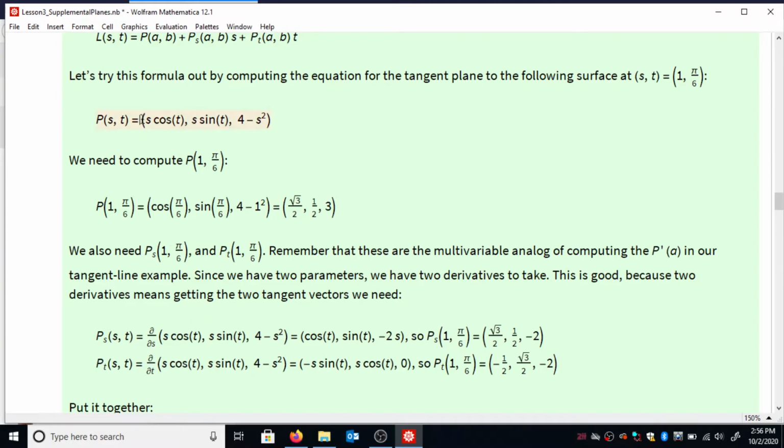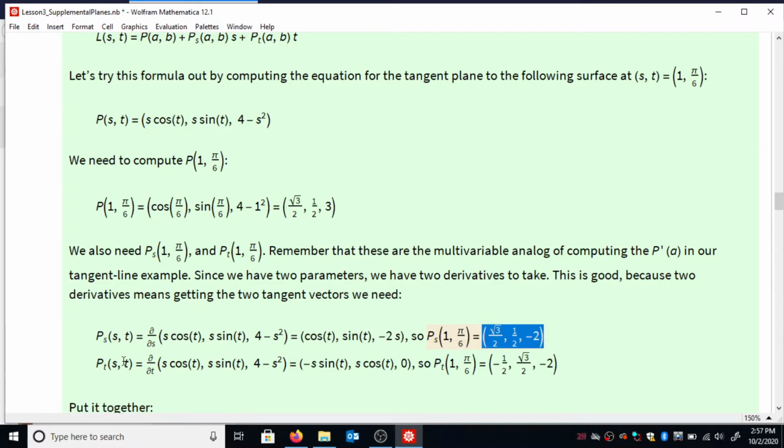All right, so my surface is s cosine t, comma s sine t, comma 4 minus s squared. So I'm going to take the partial derivative of this equation with respect to s here. Okay, well, what's the derivative of s cosine t with respect to s? It's cosine t. Same thing for the next one, I get sine t. And then what's the derivative of 4 minus s squared with respect to s? I'm going to get negative 2s. Evaluate that at s equals 1 and t equals pi over 6, and I get this vector right here.